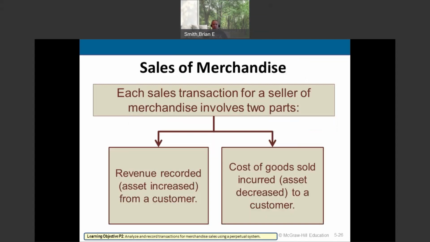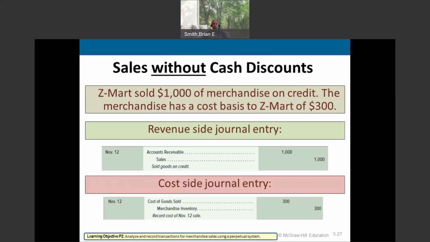Whenever we sell something, first we got to record how we're getting the money, and then we got to record the sale of the good itself. So here's an example. If we sold $1,000 of merchandise on credit, and the merchandise we sold cost $300, the revenue side is going to be a debit to our accounts receivable for $1,000 and a credit to sales for $1,000.